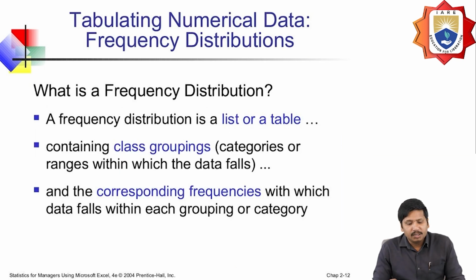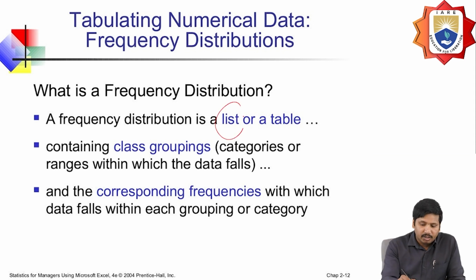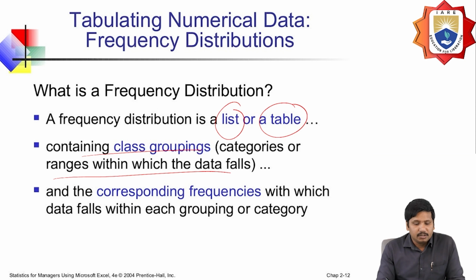So how are we going to construct this for numerical data if I'm going to consider the frequency distribution? So a frequency distribution is nothing but a list or a table containing the class groups and the categories or ranges within which the data falls, and the corresponding frequencies of the data falling within each group or category. So that should be considered as the frequency distribution.